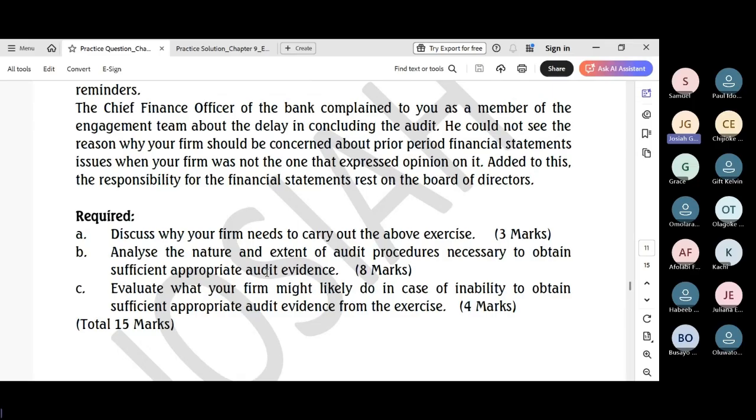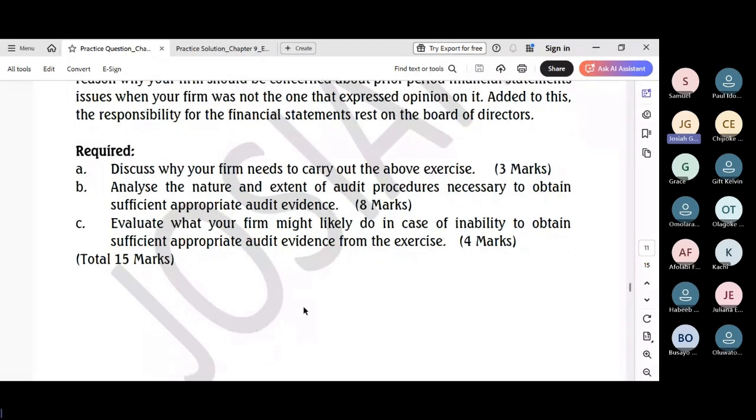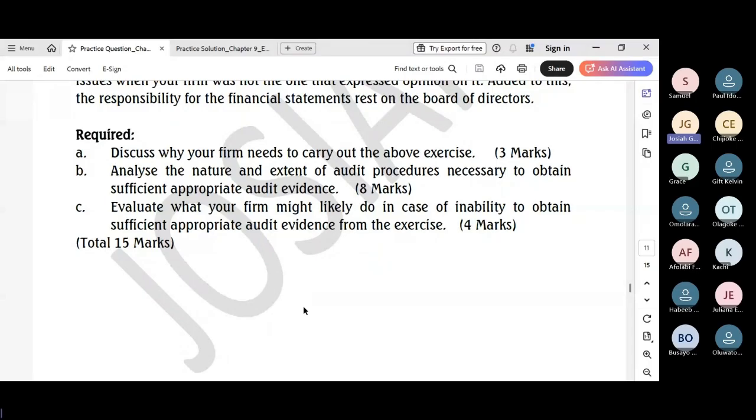The CFO of the bank complained to you, as a member of the engagement team, about the delay in concluding the audit. He could not see why your firm should be concerned about prior year financial statements issues when your firm was not the one that expressed an opinion on them. Added to this, responsibility for the financial statements rests on the board of directors. Required: A, discuss why your firm needs to carry out the above exercise. B, analyze the nature and extent of audit procedures necessary to obtain sufficient appropriate audit evidence. C, evaluate what your firm might likely do in case of inability to obtain sufficient appropriate evidence from this exercise.